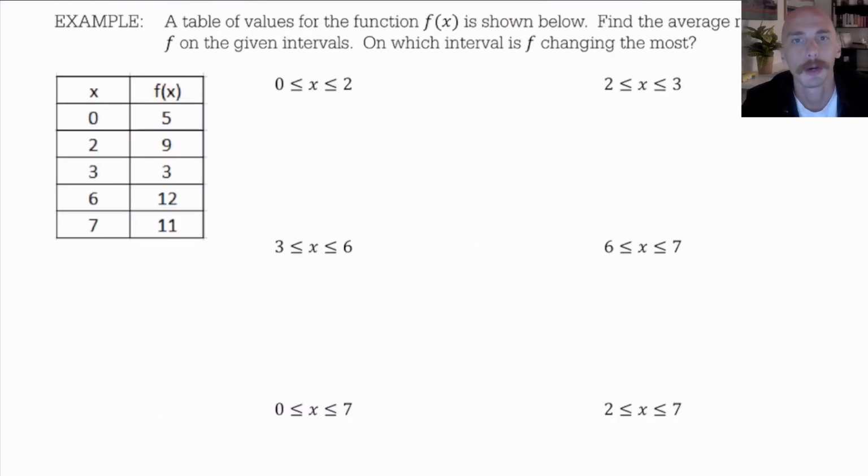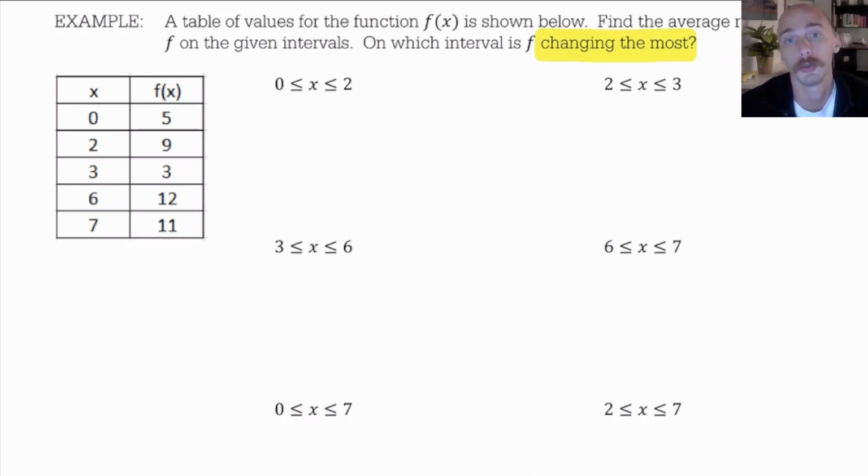Alright, here's another opportunity for you to practice computing your average rates of change. Okay, so here's a table of values for the function f. Find the average rate of change of f on the given intervals. When is f changing the most? That's kind of a loaded question, right? Changing the most. But compute all of those and think about it yourself. What does that mean to be changing the most?